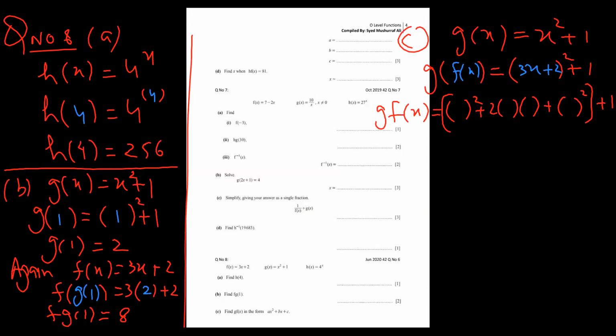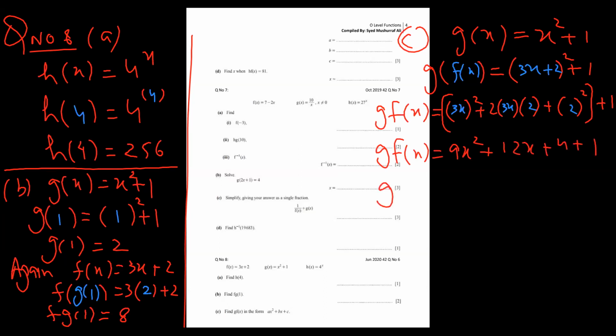Okay, let's change the color so you can differentiate easily. Okay, and now my next step is so simple. I have to just solve g f of x is equal to 3 squared gives you 9 and x squared. So you must focus here. 2 3s are 6 and that 6 into 2 gives you 12x and 2 squared, 4, plus 1.